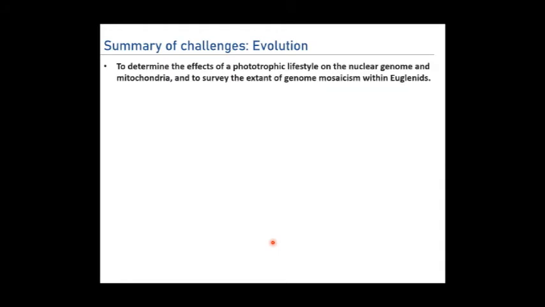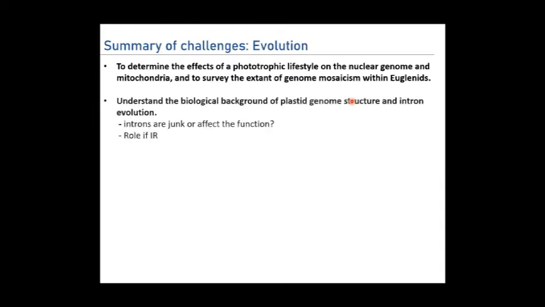And now I would like to summarize the challenges that we put together with Michael. And so we think we should determine the effect of a phototrophic lifestyle on the nuclear genome and mitochondrial genome, and pay attention to genome mosaicism to understand where the genes of euglenids, and not only of Euglena gracilis, came from.